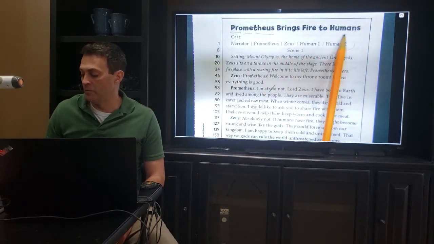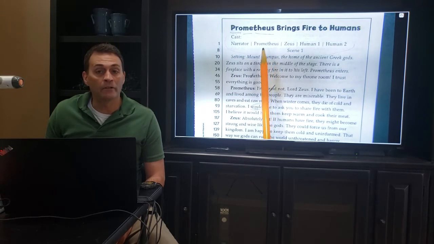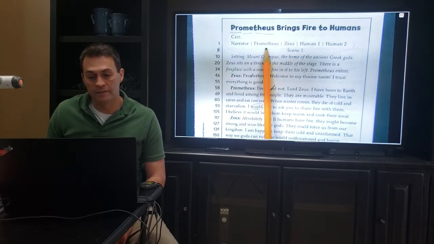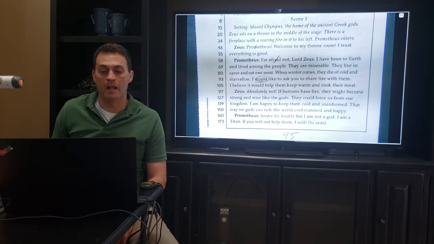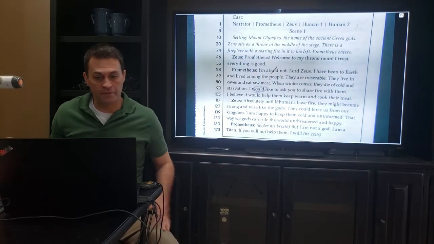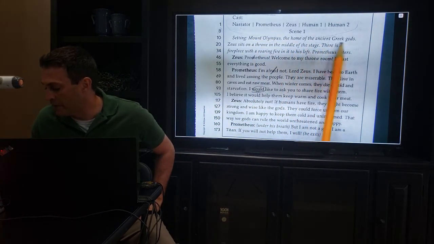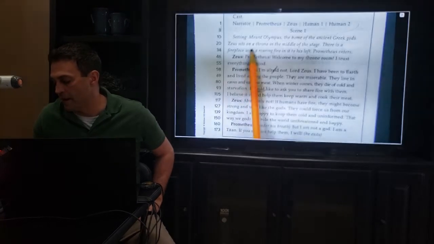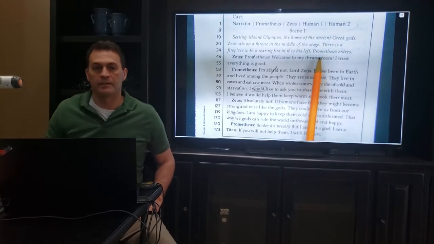Prometheus Brings Fire to Humans. The cast is the narrator. So this is a play, okay? Prometheus, Zeus, Human 1, Human 2, and Scene 1. So we are reading a play here, okay? All right. The setting. Setting is where the story takes place, right? The setting is Mount Olympus, the home of the ancient Greek gods. Zeus sits on a throne in the middle of the stage. There is a fireplace with a roaring fire in it. To his left, Prometheus enters.